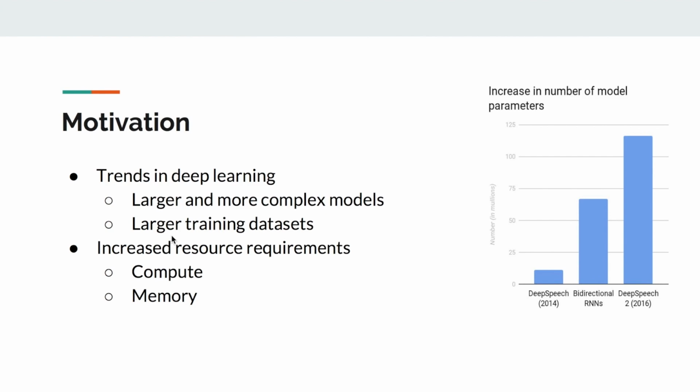Over the last few years, we have seen deep neural models get larger and more complex. Taking the domain of speech recognition, for example, deep speech architecture from 2014 had about 10 million parameters, whereas the deep speech 2 architecture from 2016 had about 110 million parameters. Datasets are also becoming larger than ever, increasing the time for training. These trends translate to increased resource requirements, both in terms of compute and memory.